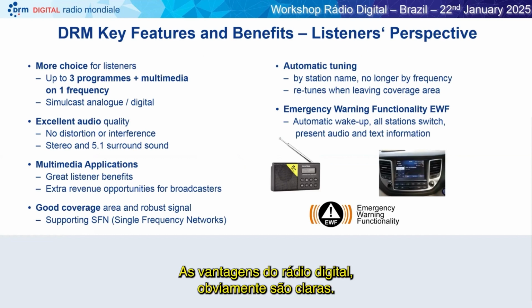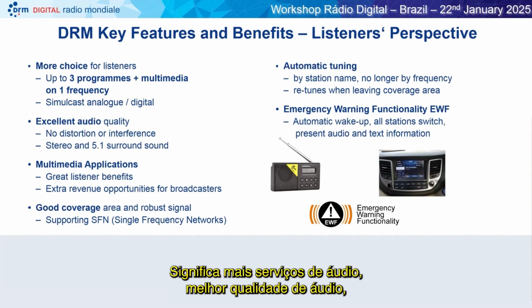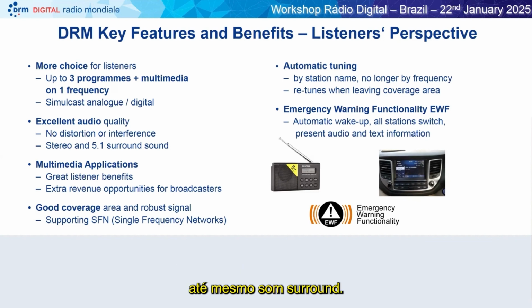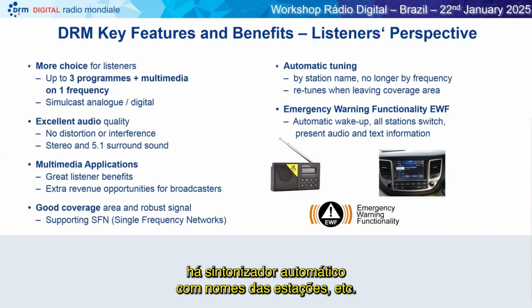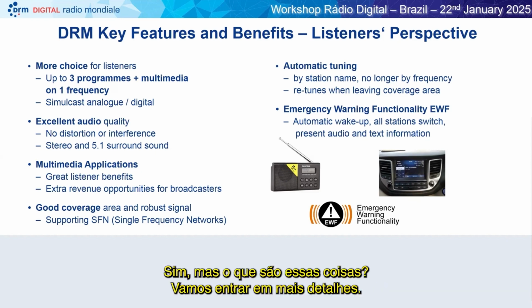The advantages of digital radio obviously are clear. I think you've seen that slide before. More data per kilohertz. This means more audio services, better audio quality up until surround sound. Lots of multimedia stuff, better coverage, no fiddling with frequencies. Instead of that, you have automatic tuning with station names, etc. And you've got a lot of extra features, like we mentioned, emergency warning here. But what are all these things? So let's try to go a little bit more in detail.